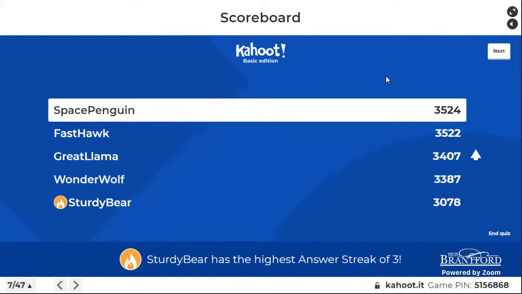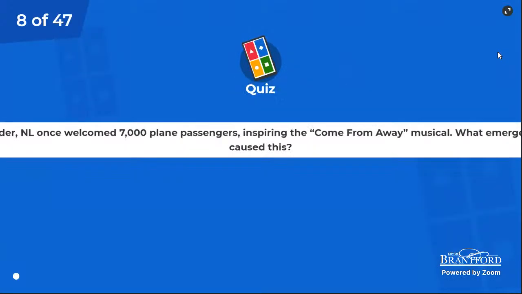So back over to the leaderboard. Oh, looks like that Sturdy Bear has the highest answer streak of three, and Space Penguin is still in the lead, but only a few points ahead of Fast Talk, and Great Llama has entered the podium as well. Okay, so heading on to the next question.